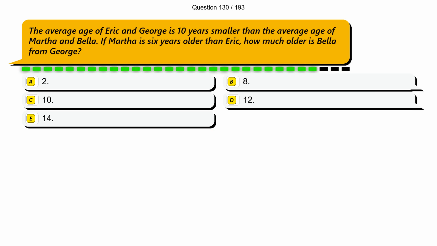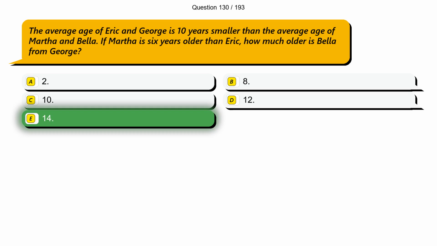Question 130. The average age of Eric and George is 10 years smaller than the average age of Martha and Bella. If Martha is 6 years older than Eric, how much older is Bella from George? Option A, 2. Option B, 8. Option C, 10. Option D, 12. Option E, 14.